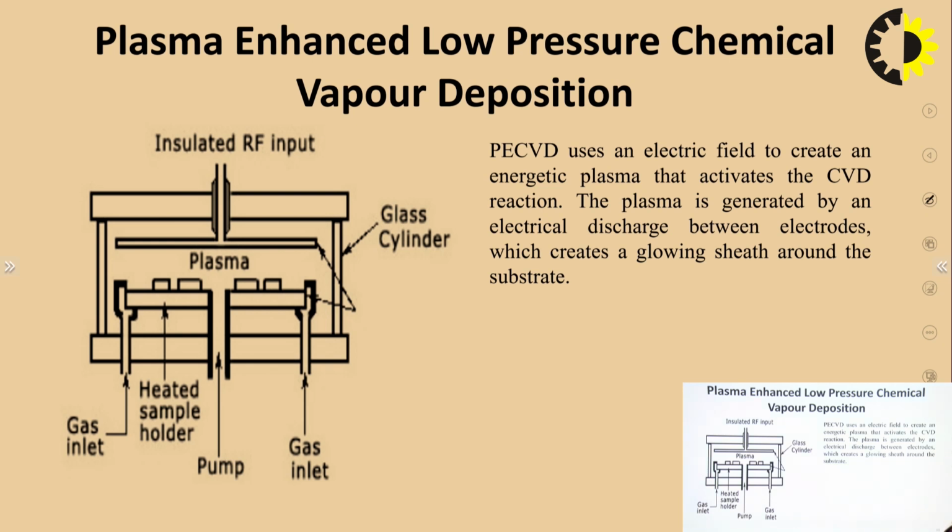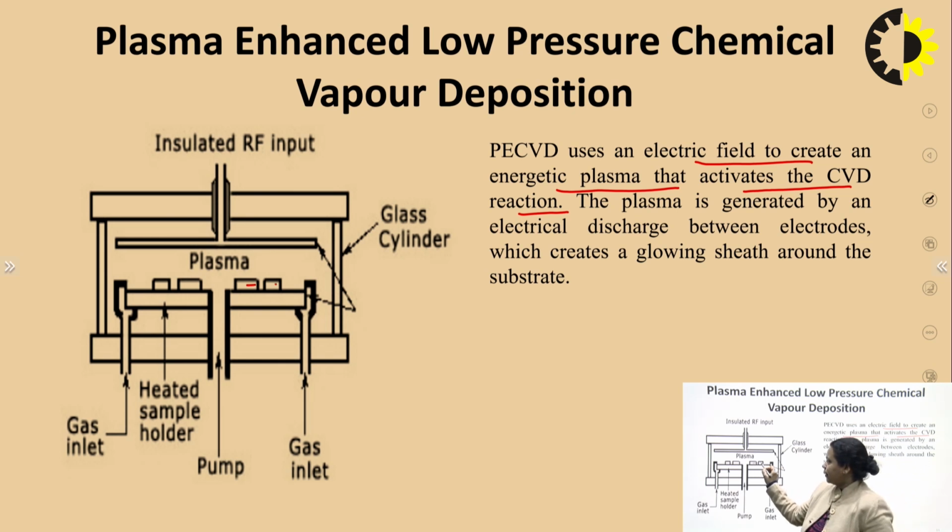In plasma enhanced CVD, plasma is generated using an electric field to create energetic plasma that activates the CVD reaction. Basically the plasma is generated by using electrodes, and that plasma is utilized to create the layer over the substrate, over the wafer.